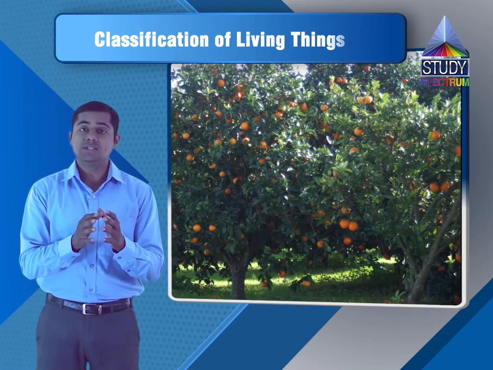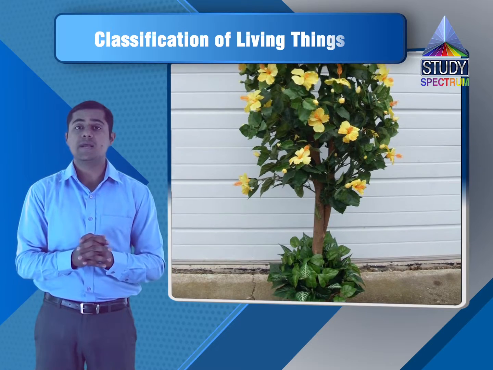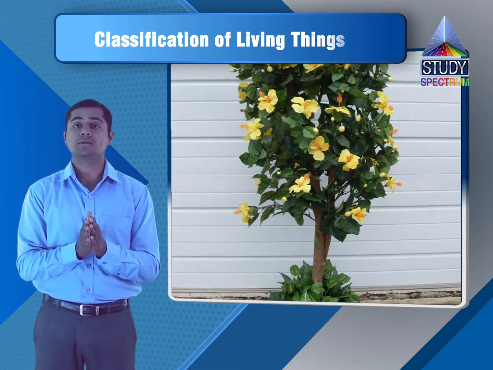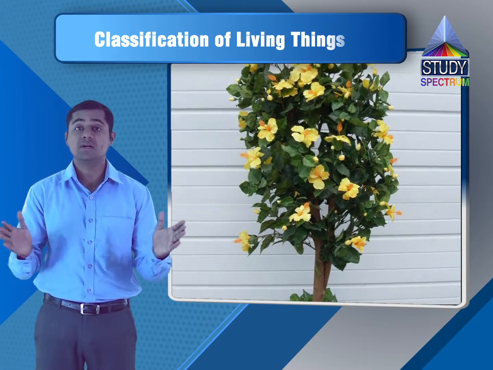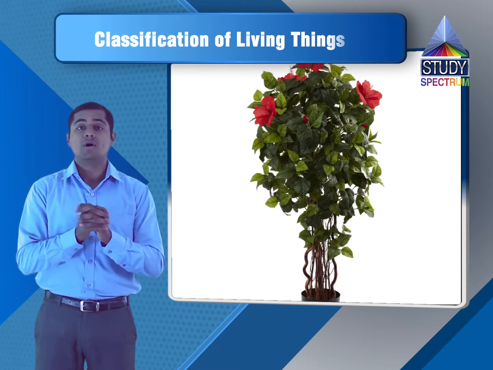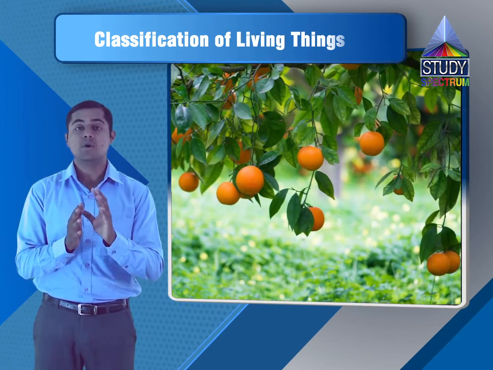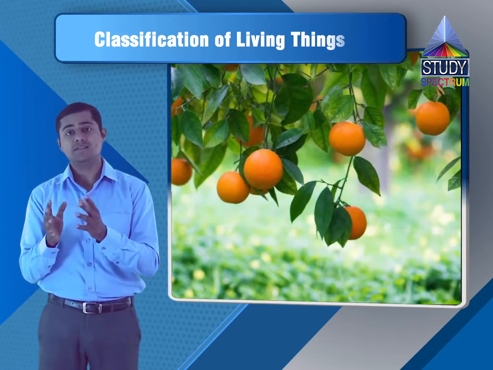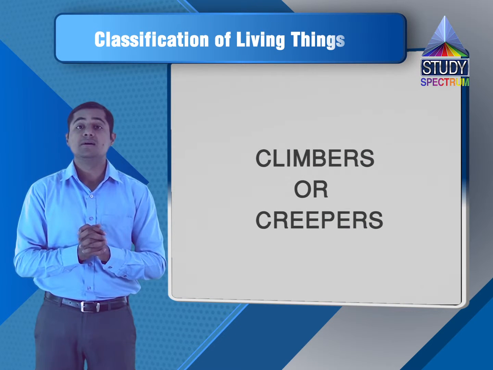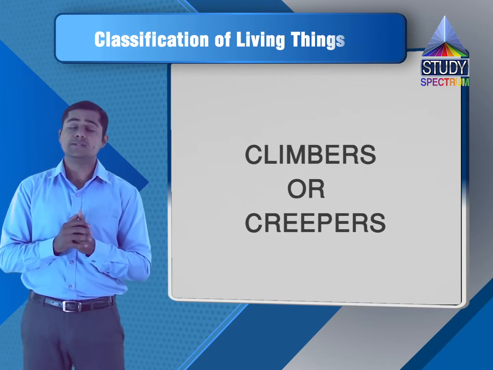So, a tree with 2 to 3 meter height with a strong and hard stem, but not so much in the girth, not so much in its circumference, those are classified into shrubs. All the orange, hibiscus, lemon trees, those are the example of shrubs. Now let's see the next type, that is climbers or creepers.